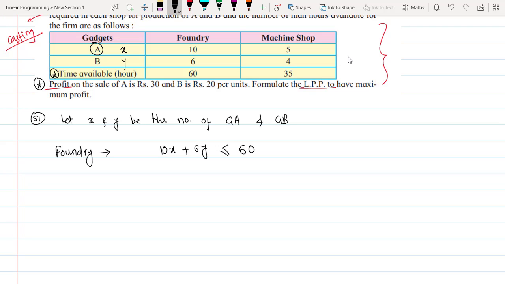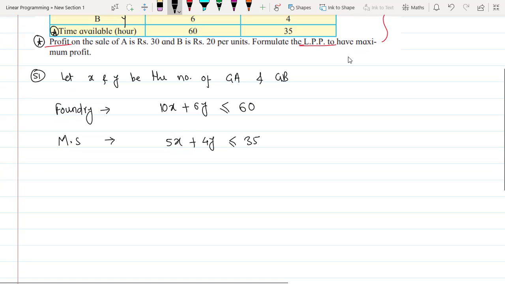And for the machine shop you will have the constraint like this. So it is 5x plus 4y, and it should again be less than or equal to 35. Okay, perfect. So these are the two constraints we have. With that we also have the non-negative constraints, which are nothing but x should be greater than or equal to 0 and y should be greater than or equal to 0.